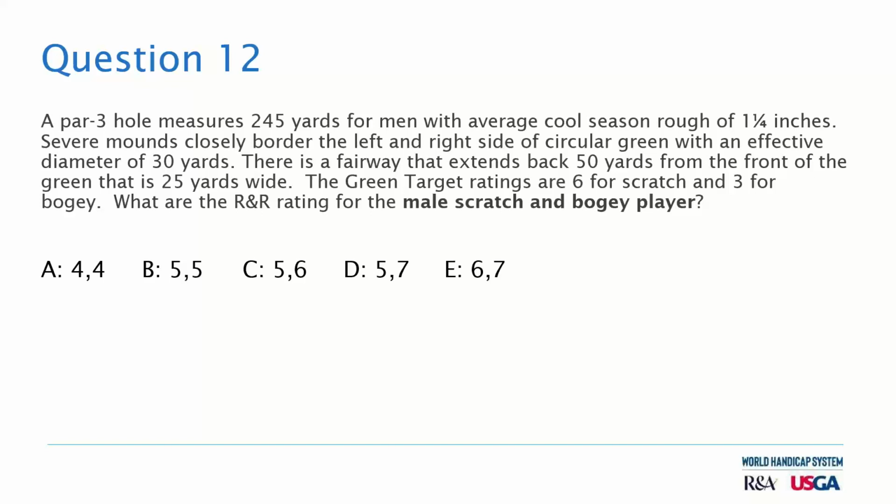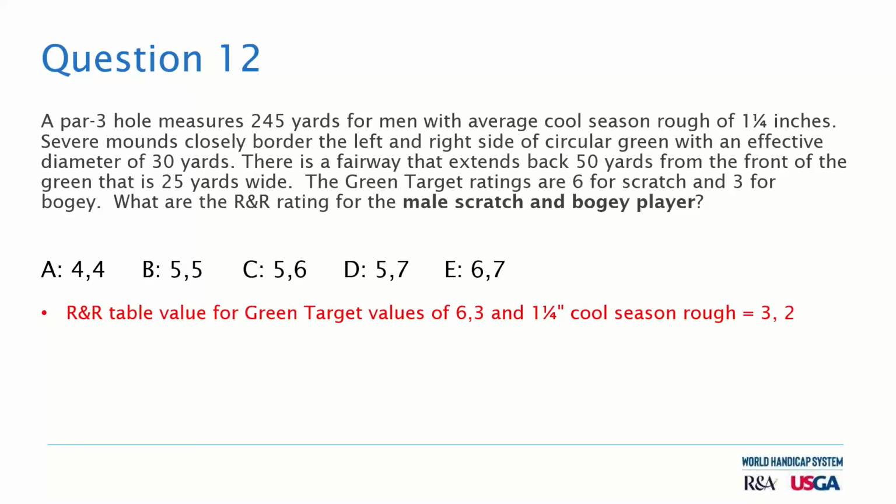A par 3 hole measures 245 yards for the men with an average cool season rough of 1¼ inches. Severe mounds, I just talked about them, but severe mounds closely border the left and right side of the circular green with an effective diameter of 30 yards. There's a fairway that extends back 50 yards from the front of the green that is 25 yards wide. The green target ratings are 6 for scratch and 3 for bogey. What are our R&R ratings?